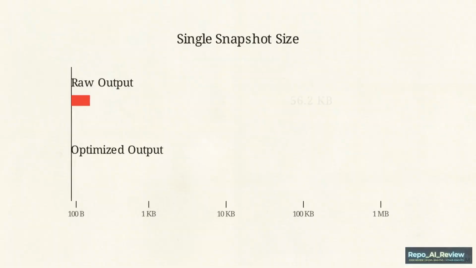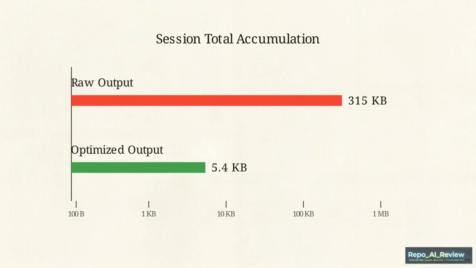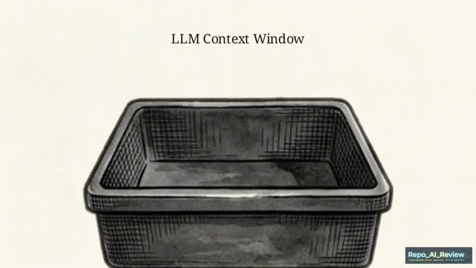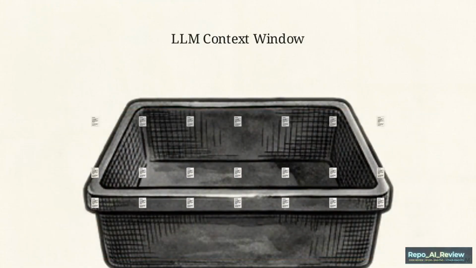This diagram shows a standard Playwright snapshot shrinking from 56.2 kilobytes to 299 bytes. Over a session, that's 315 kilobytes down to 5.4. Without reduction, basic tool outputs consume limits. Pulling access logs fills memory, triggering compaction that aggressively deletes older data.